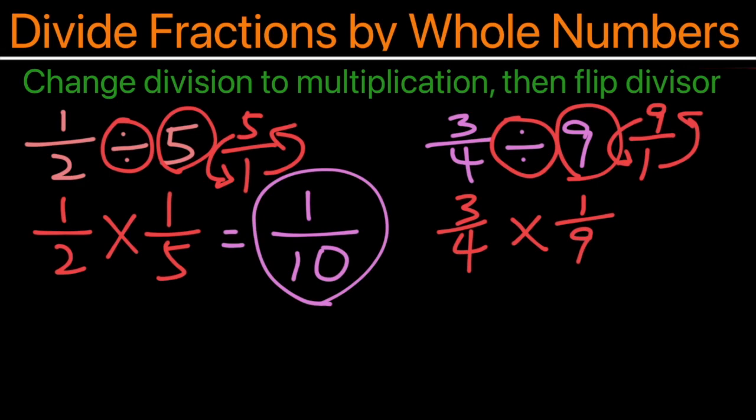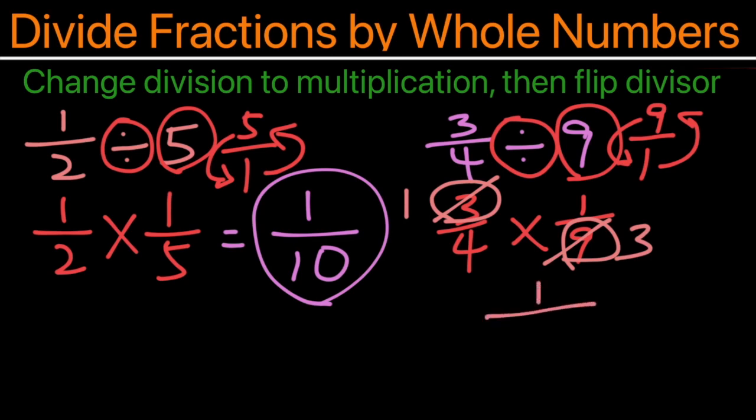Now before we multiply, we could simplify this, because I can see that the 3 and 9 are both divisible by 3. So this can be turned into 1 after you divide by 3, and this will become 3. And now we can multiply. So 1 times 1 is 1, and 4 times 3 is 12. And therefore the answer is 1 over 12.